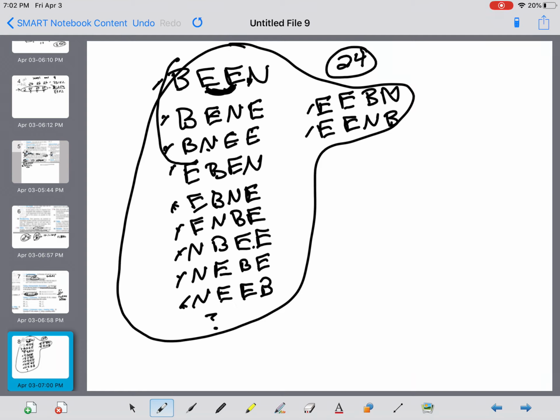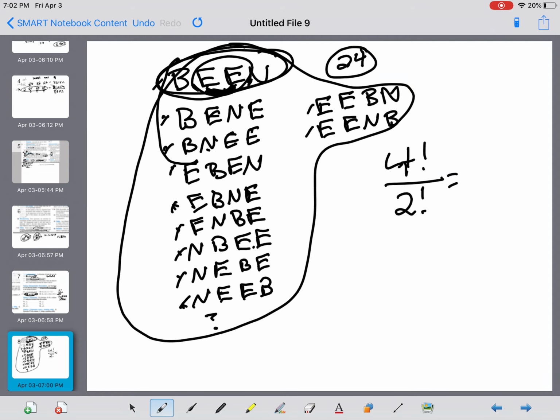But what should have happened here is I have 4 letters, so it'd be 4 factorial. And these two repeat, so I can't distinguish between them, so it's 2 factorial. That's 4, 3, 2, 1 cancels, and I should get 12 of them.